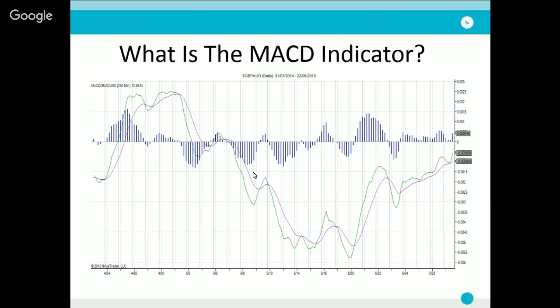Okay, so there are quite a few things going on there, but the bottom line to remember with this indicator is that the histogram is positive when the MACD line is above the signal line.